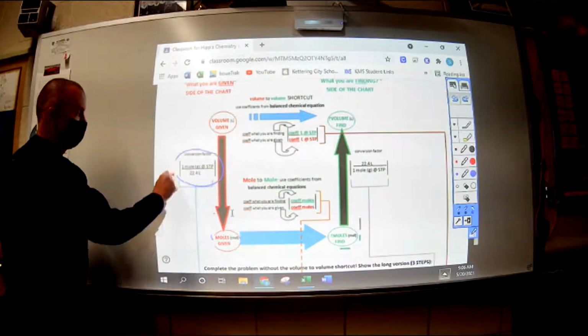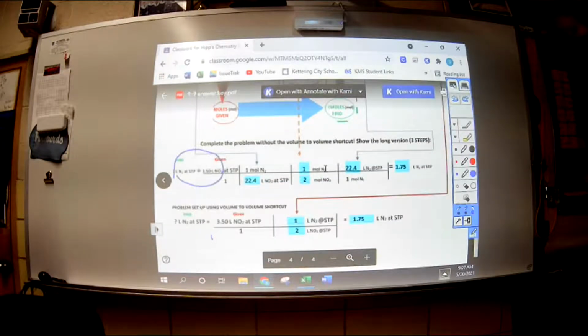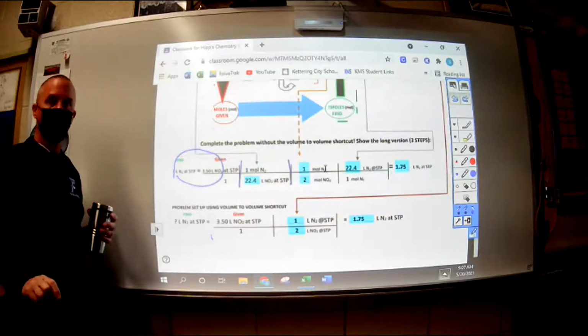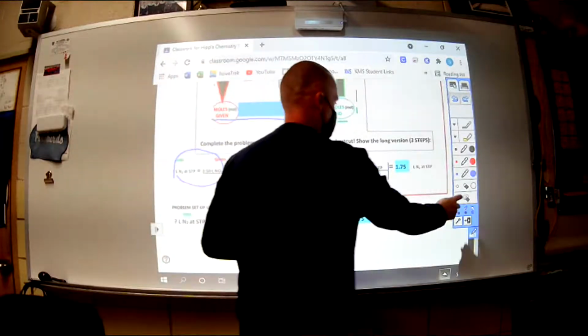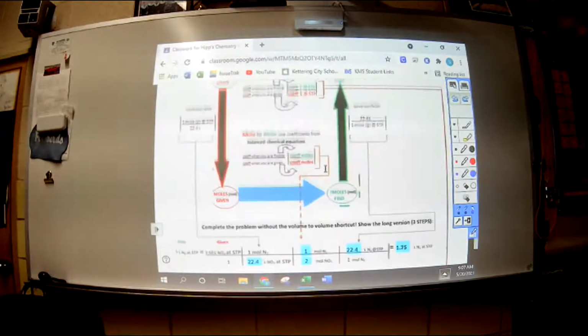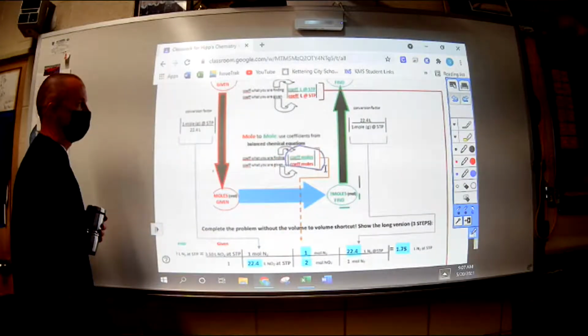There it is, 1 mole over 22.4, yes? So right here, we put 1 mole over 22.4. That came from right there. Now we're going mole to mole, and it's telling us to use our what? Mole to mole, we need the coefficients from the balanced chemical equation.